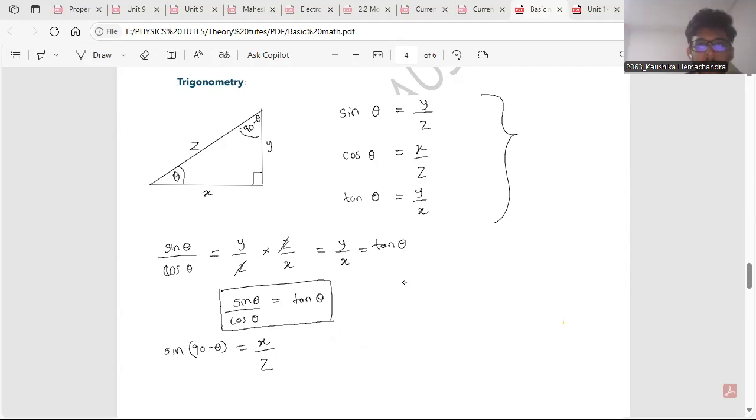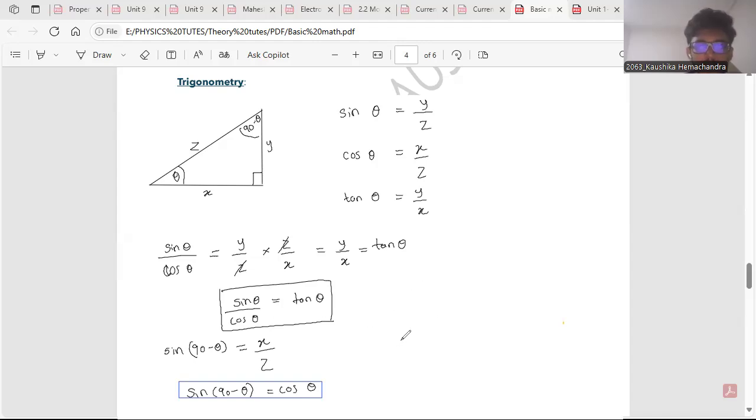Yes, x over z is cos theta. So sine of 90 minus theta is equal to cos theta. The sine of the other angle is equal to the cos of theta. And it should be the other way around as well.